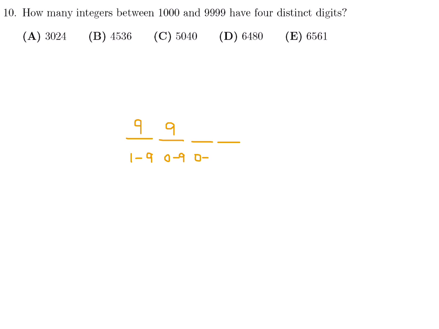For the next number, again, I can put any number from 0 to 9, but I've already used 2 of the numbers. One number was used here, one number was used here. So of the 10 possible choices, 2 of them are gone, so I have only 8 choices left. And for the last one, again, I've got 10 choices, but I've used 1, 2, and 3. So I've only got 7 choices remaining. And then that has to be multiplied. And when you do, you get 4,536. And therefore, number 10, the answer is B.